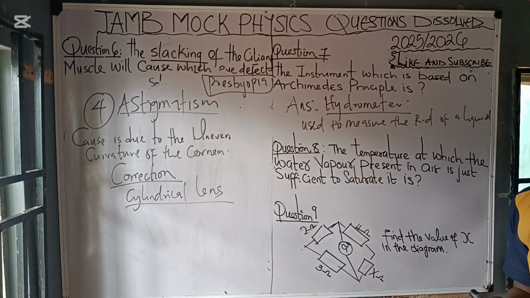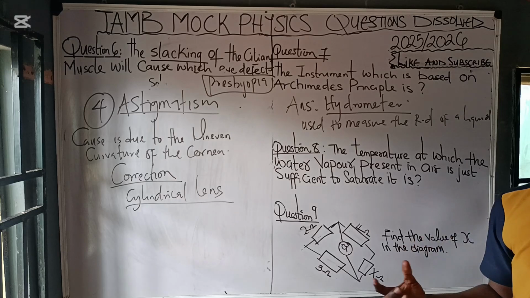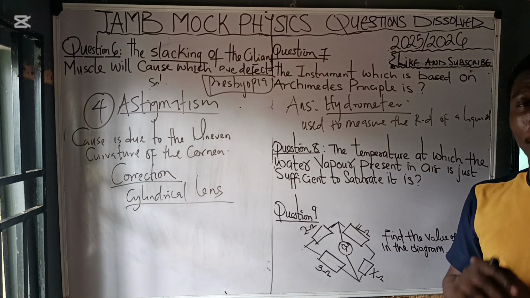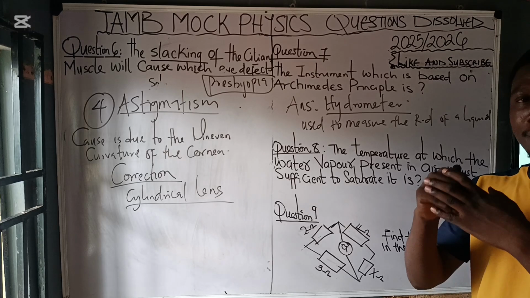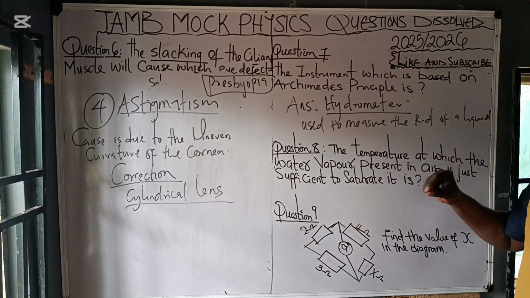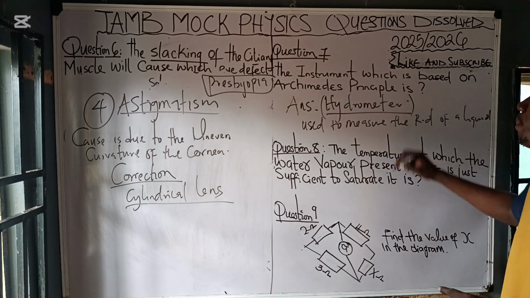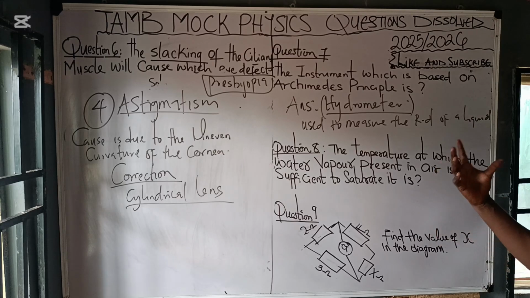It usually floats on a liquid. And don't forget that Archimedes' principle says that when an object is totally or partially immersed in a liquid, it experiences an upthrust which is equal to the weight of the liquid displaced. So take note, the hydrometer is based on Archimedes' principle.